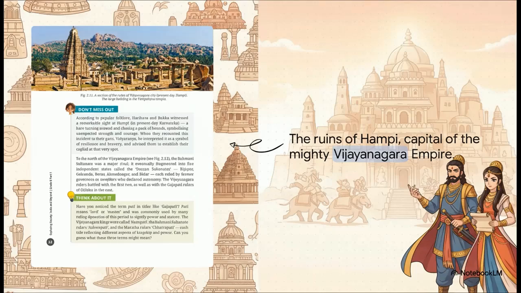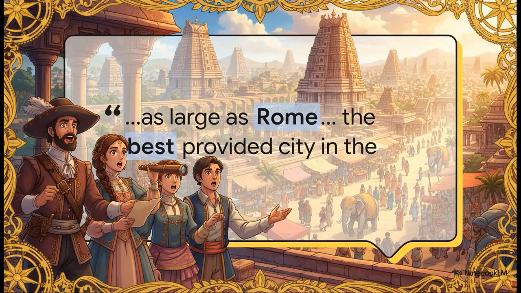It was founded in 1336 and grew into this incredible force that didn't just resist the Sultanate's expansion, but also became this amazing hub of art, literature, and architecture, a real powerhouse of Southern culture. And this wasn't some remote, unknown kingdom. Not at all. Its reputation was global. When Portuguese travelers showed up, they were just floored by what they saw. One of them, Domingo Pais, wrote that the city was as large as Rome and was the best provided city in the world. This place was a major player on the world stage, no question.